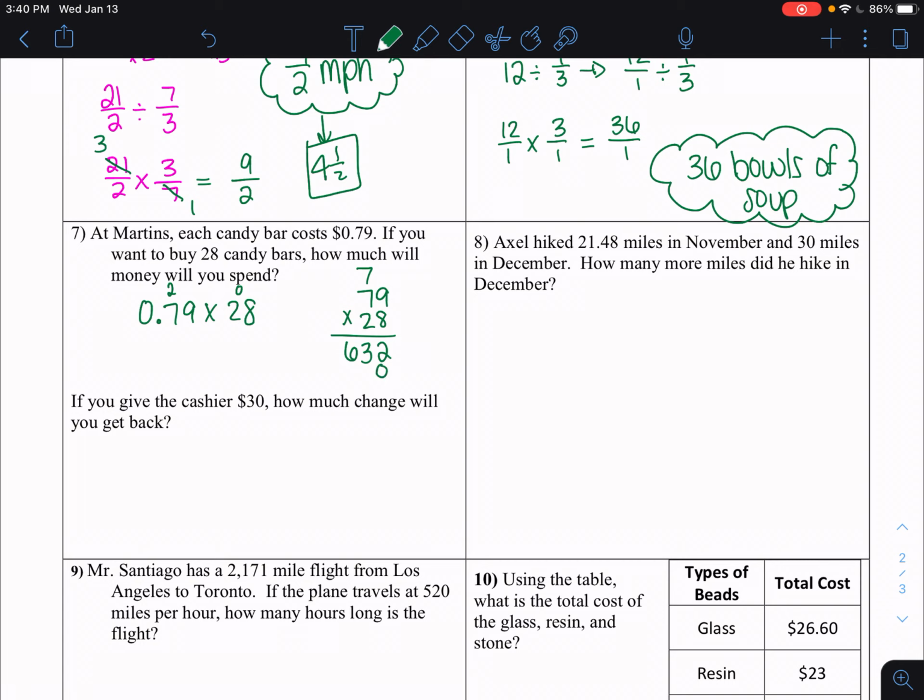Then I'm going to use a 0 to move over. 2 times 9 is 18. Carry the 1. 2 times 7 is 14. Plus 1 is 15. So now I have to add. 2 plus 0 is 2. 3 plus 8 is 11. Carry the 1. 5 plus 6 is 11. Plus 1 is 12. Carry the 1. And 1 plus 1 is 2. And I have to add the decimal back in. So I had 2 decimal places over here, so I'm going to move it 2 places in. So my total cost is going to be $22.12.